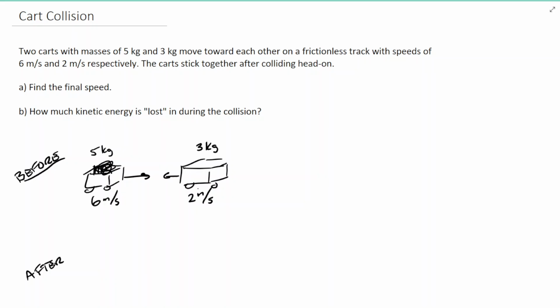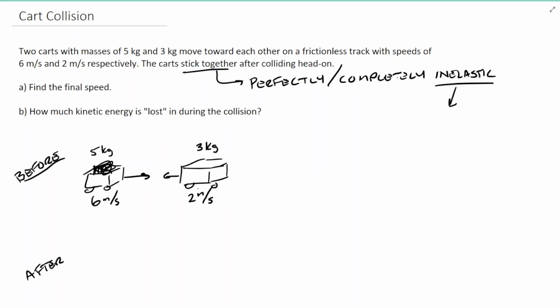So these carts collide, and it says they stick together. It's a special kind of collision. We call that not only inelastic, meaning it doesn't bounce, but perfectly, or sometimes called completely, inelastic. And what defines inelastic is that kinetic energy is lost, right? Remember, energy is not lost, it's conserved, but you can lose kinetic energy, and the rest of the energy is lost to heat, which is really hard to capture.